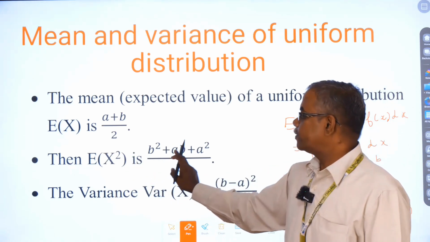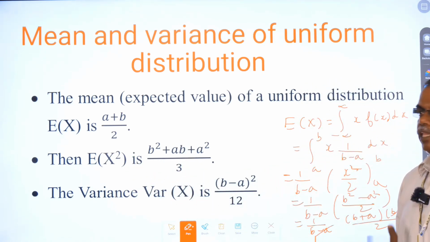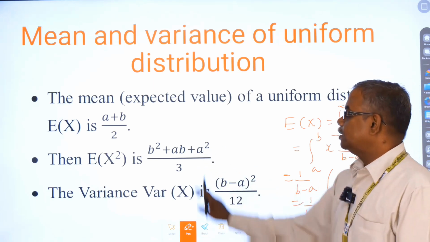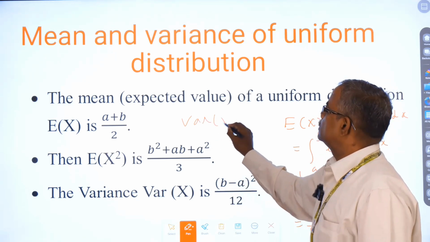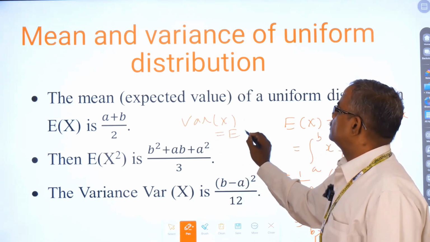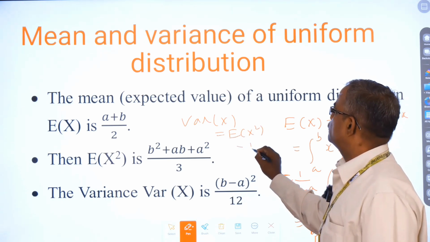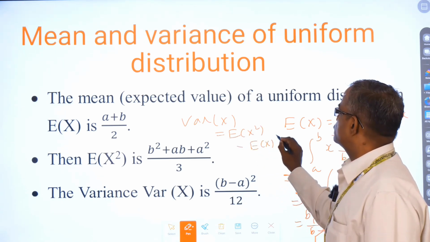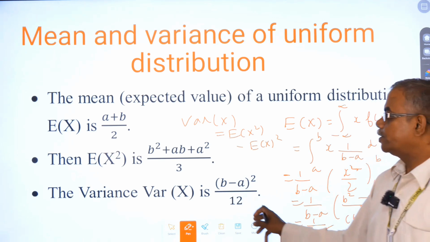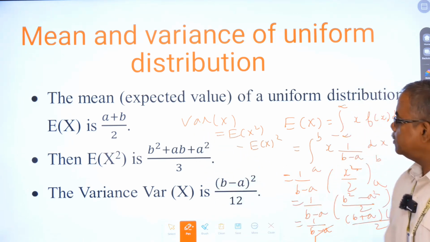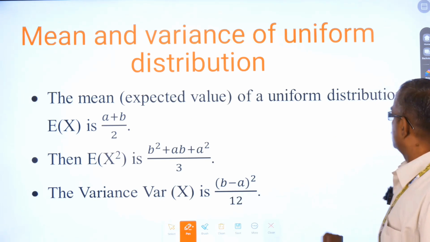Similarly, we can find E of x squared as b squared plus ab plus a squared divided by 3. From this, the variance of x is E of x squared minus E of x the whole squared. By using this formula, we get the variance of x as b minus a the whole squared divided by 12. We are going to use these formulas in the problems.